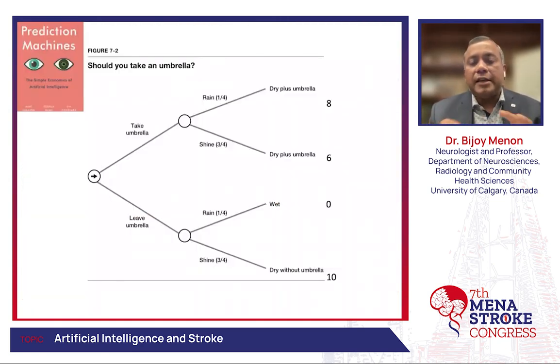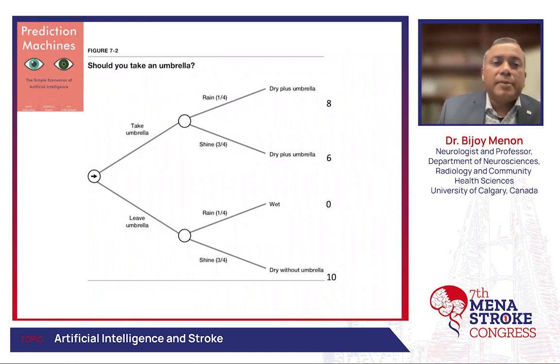Let's take a classic example of decision-making. This is not clinical decision-making, but let's take an example where I ask myself, is it going to rain outside and should I take an umbrella? And so I need to make a decision about whether to take an umbrella or to leave an umbrella. And then I know the probability or the prediction that it might rain or not rain. So this is, say, 25%. And so if I go through this decision rule, then these are the outcomes possible.